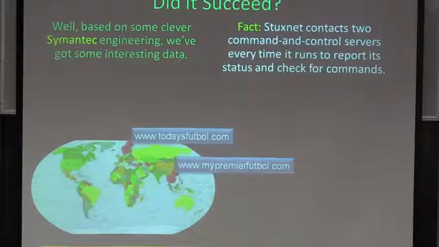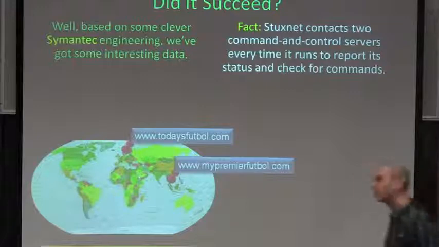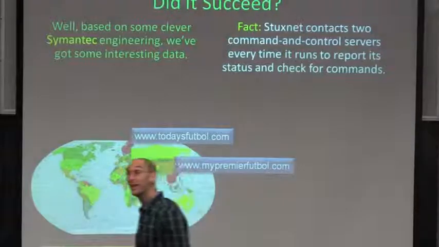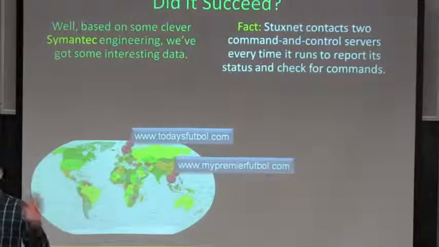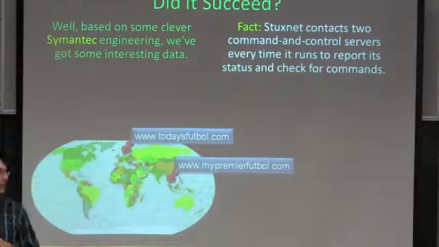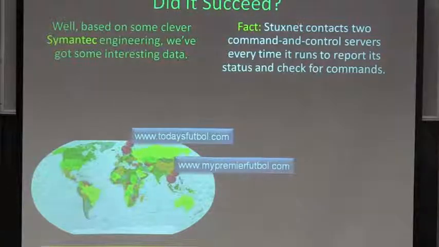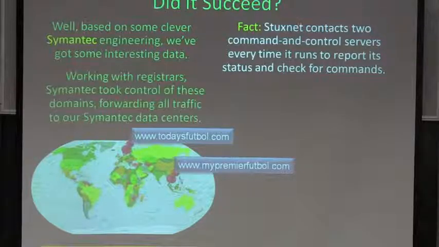And these were the domain names, www.todaysfootball.com, www.mypremierfootball.com. These were sites set up by the attackers entirely for the purpose of controlling Stuxnet. And every instance of Stuxnet around the world, as it spread, would contact, if possible, if it was able to, if it wasn't air-gapped, these two servers.